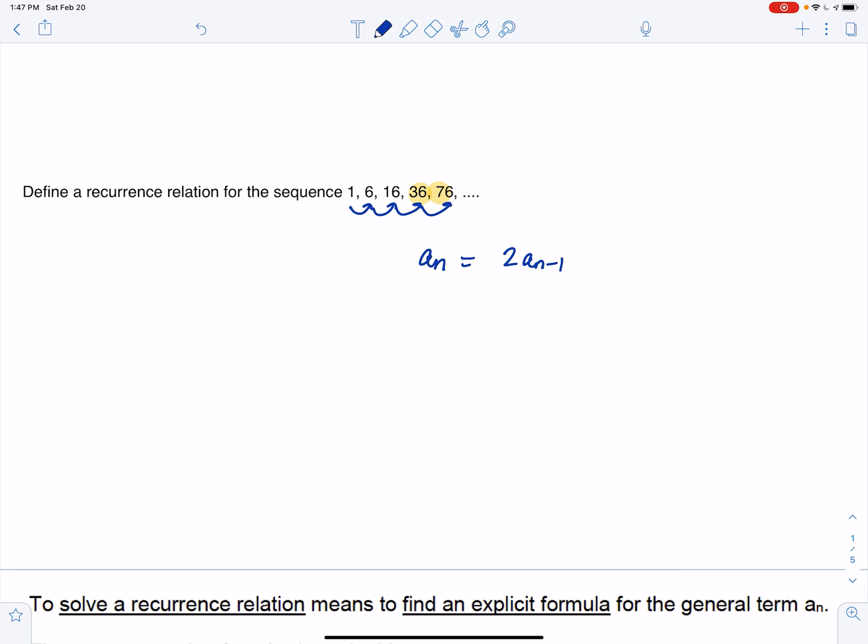I think we're on to something. Double 16, we get 32. Add 4, get 36. I'm pretty convinced that a sub n is equal to 2 times a sub n minus 1 plus 4, and this says that a sub 0 is equal to 1. And there's our recursive sequence. Will we learn how to find the formula for this one? Not necessarily, but just know that there probably is a method to get that.